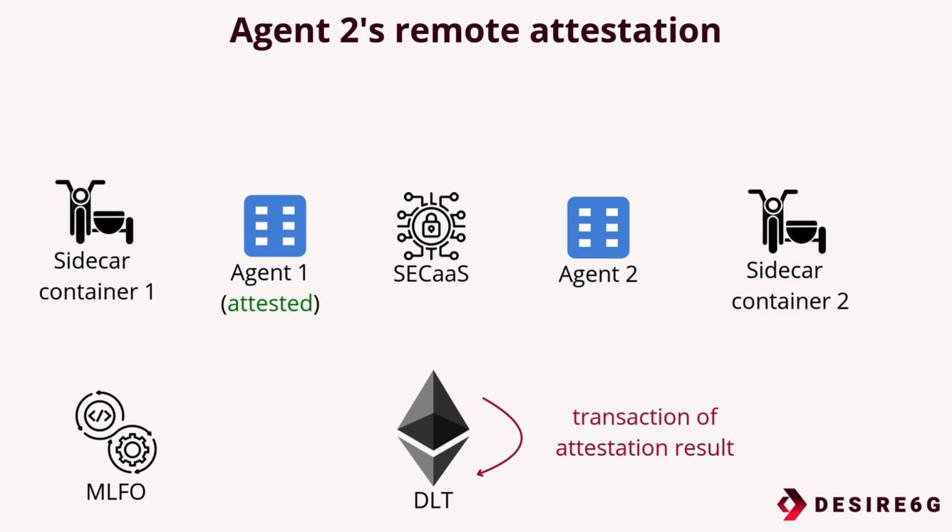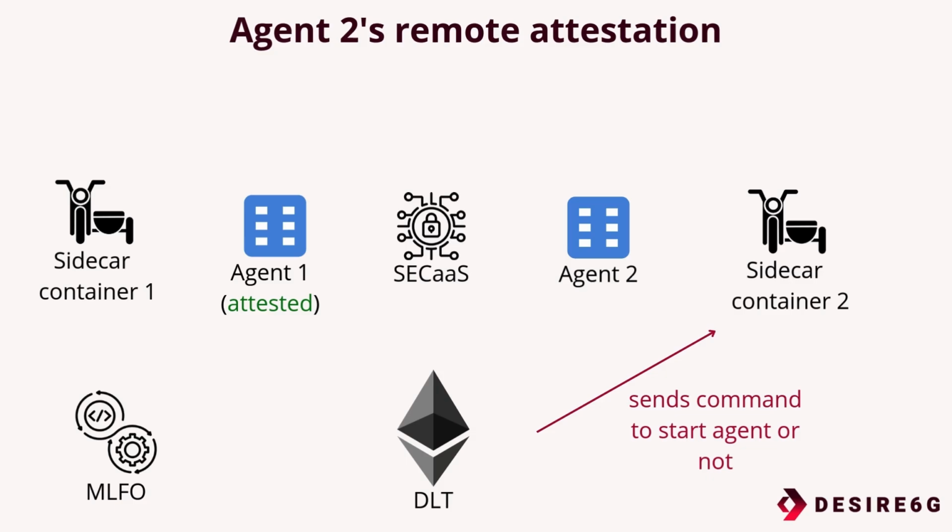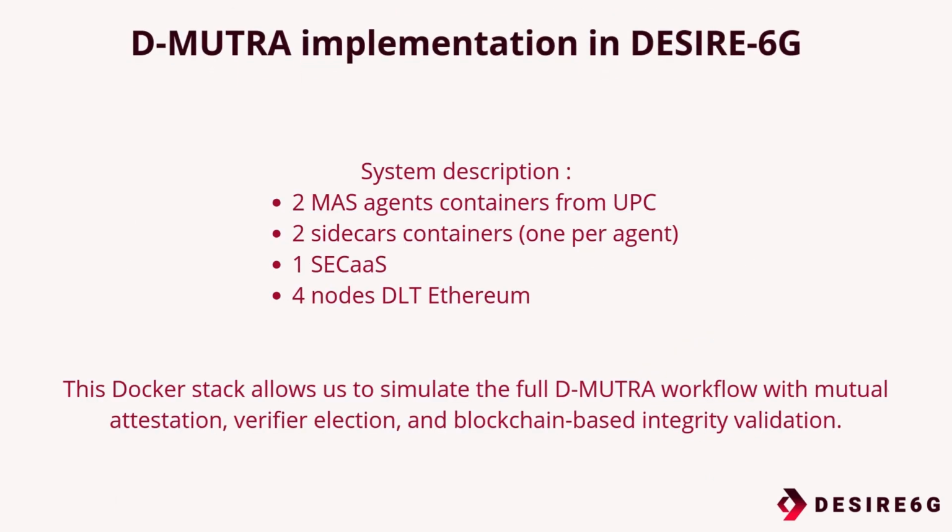An event is then sent to Sidecar 2, which decides whether to resume the agent's execution based on the result. Let's now look at an example using our front-end setup. 2 MAS agent containers from UPC, 2 sidecar containers, 1 per agent, 1 SE-CAS instance for reference measurement generation and verification, and a 4-node Ethereum DLT network for managing attestation records and verifier selection. This Docker stack allows us to simulate the full DEMUTRA workflow with mutual attestation, verifier election, and blockchain-based integrity validation.